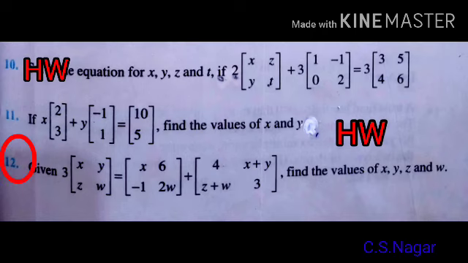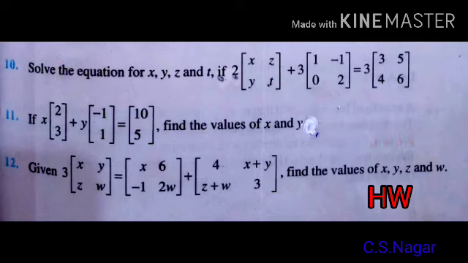And next, question number 12. It is given that 3 times the matrix [x, y; z, w] is equal to the matrix [x, 6; -1, 2w] plus the matrix [4, x+y; z+w, 3]. Find the value of x, y, z and w. So it is the same as question number 10, so it is also homework for you.